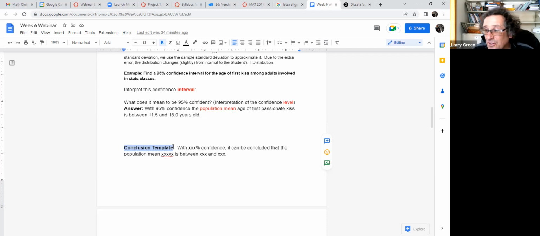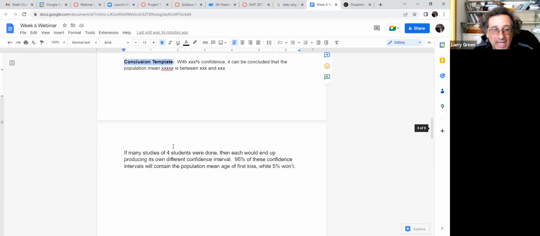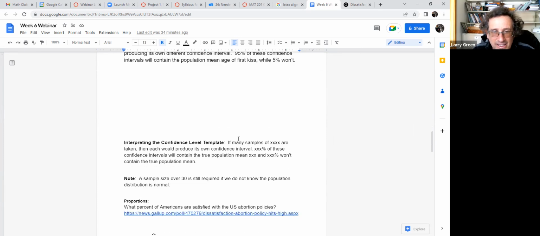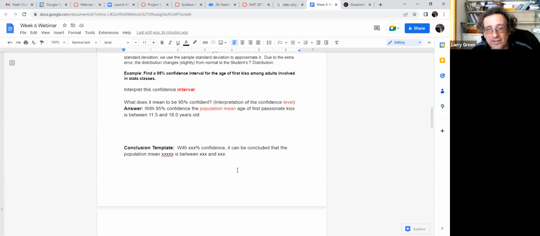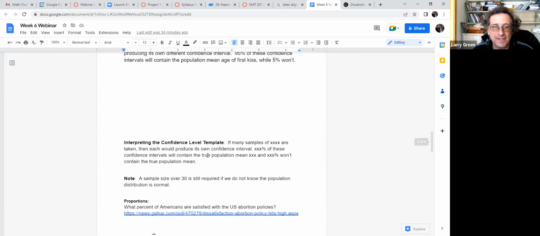By the way, if I ask you to interpret the confidence interval, do not give me this stuff. This is for the level. So if I say interpret the confidence interval, I'm looking for this one. Whereas a level is this one. So get those, because they sound similar. They're not the same. They're very different.